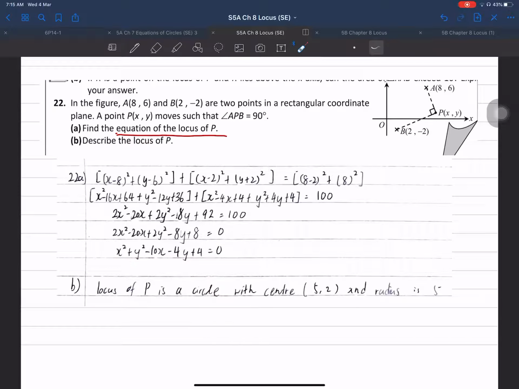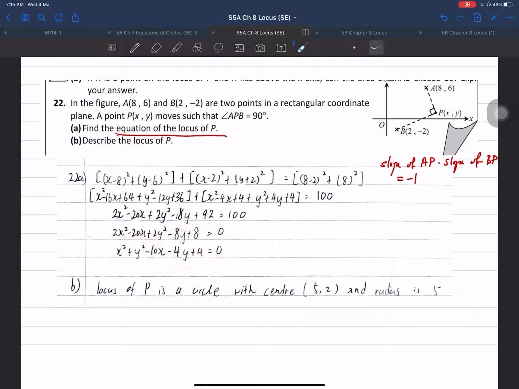Or second method is that you can make good use of the slope of AP times the slope of BP is equal to negative 1 to form the relationship between x and y. And simplify it, you can get the same answer.